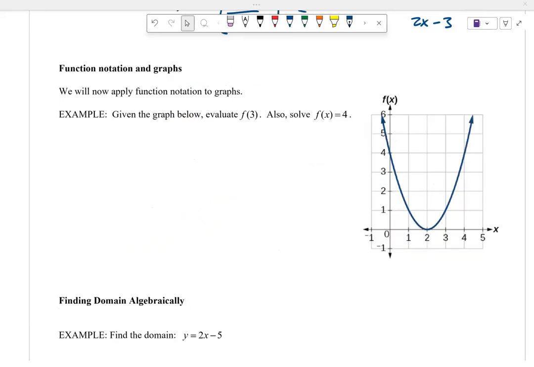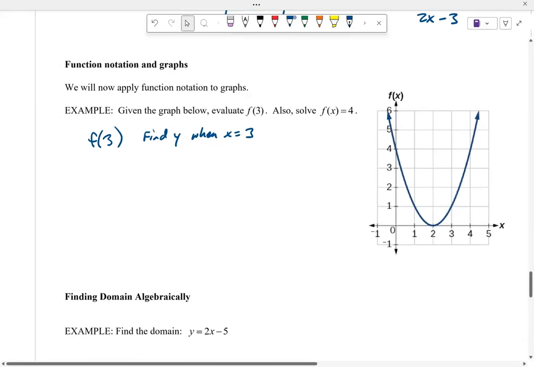Let's take a look at this function notation with our graphs. The first one says, given the graph, notice we don't have an equation for it this time. Let's evaluate f of 3. So remember, this is saying find y, f of x, find y when x is 3. That's what it means, right? F of 3, find f of 3.